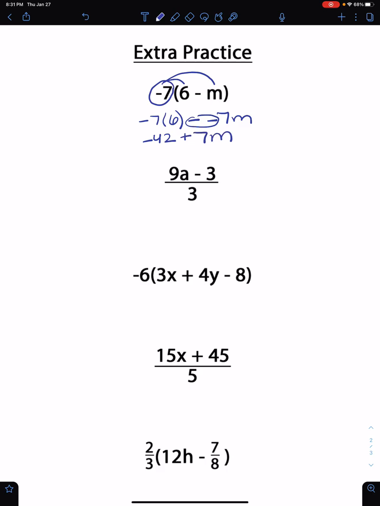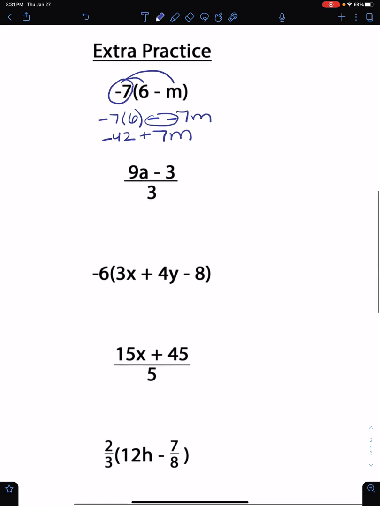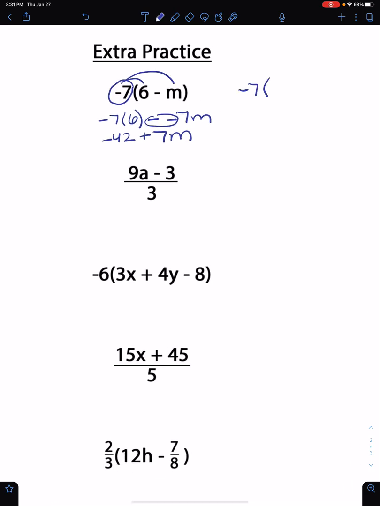You can also think of this, I'll do it over here on this side, as minus 1m. And in that case, you'd have negative 7 times 6, and then you'd have negative 7 times negative 1m. But look what happens. I get the same answer. Negative 7 times negative 1 is positive 7.